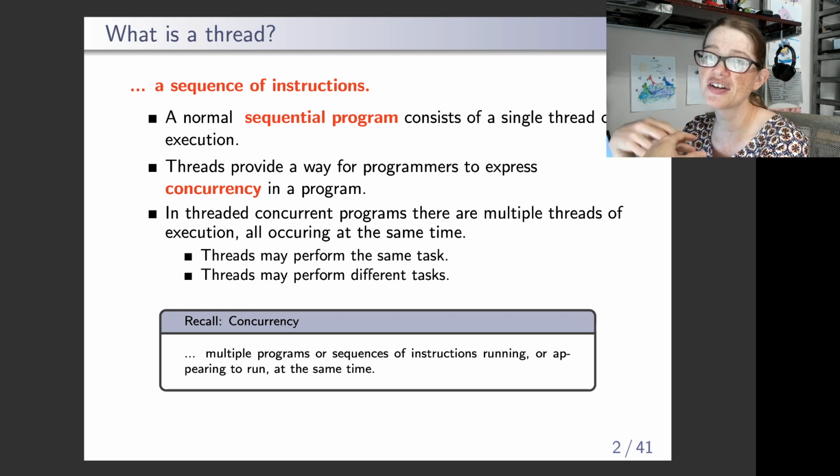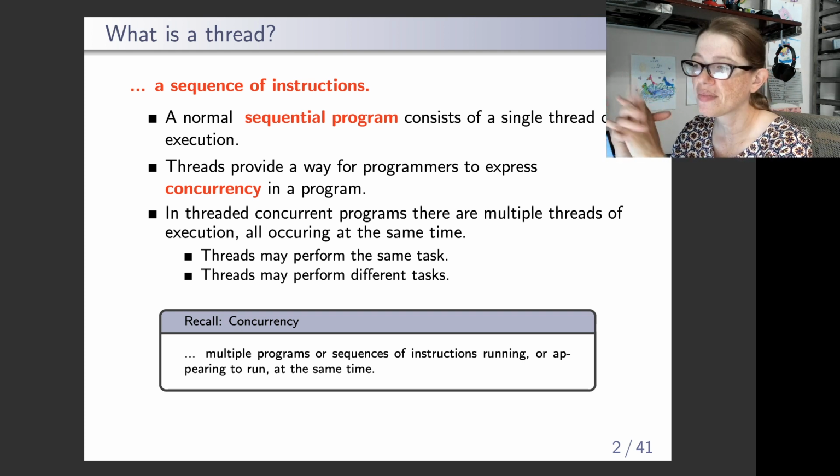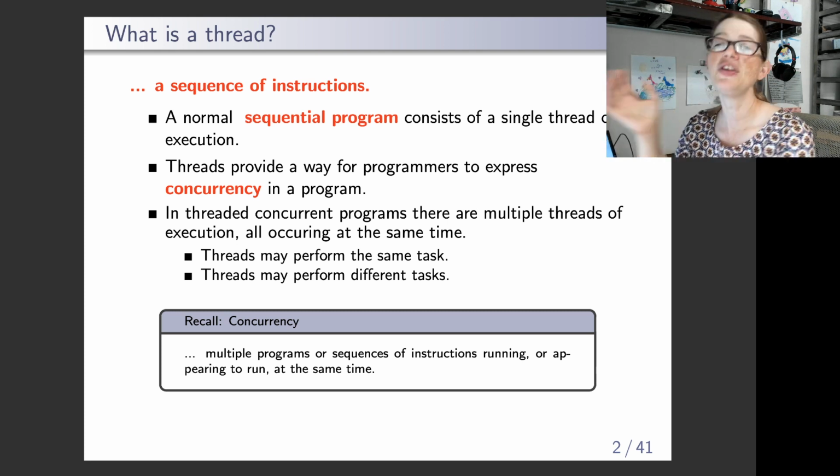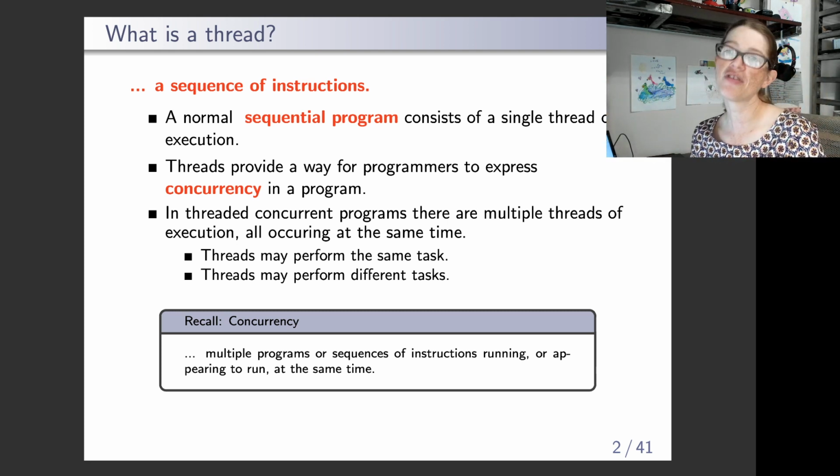So then we have to ask ourselves, what even is a thread? A thread is just a sequence of instructions. So if you have never done any threaded programming, you still have technically used threads. Because every program has to have one thread, because a program has to have a sequence of instructions. If your program doesn't have a sequence of instructions, it's not a program, it's an empty file. So every program is at least one thread.